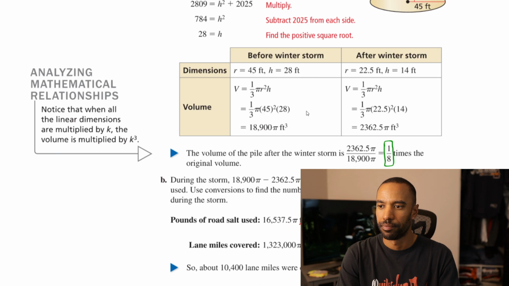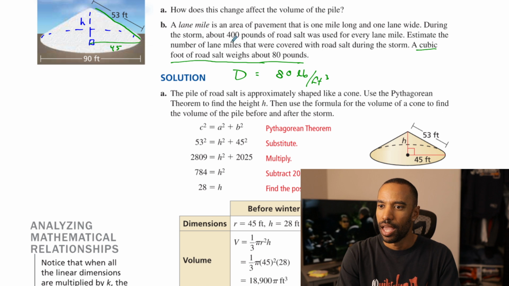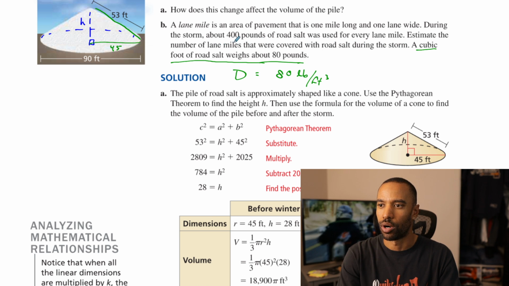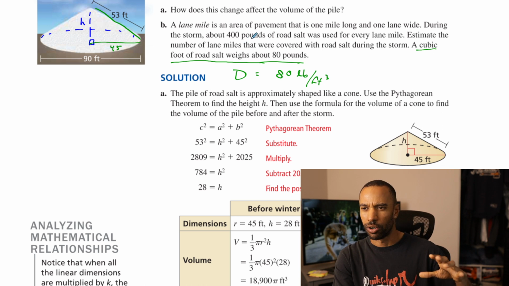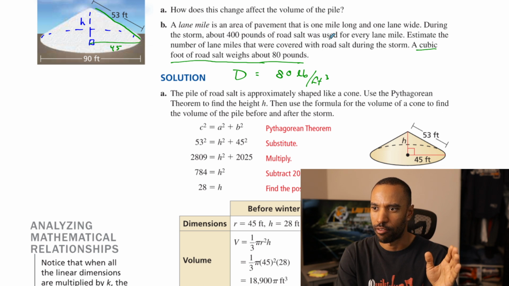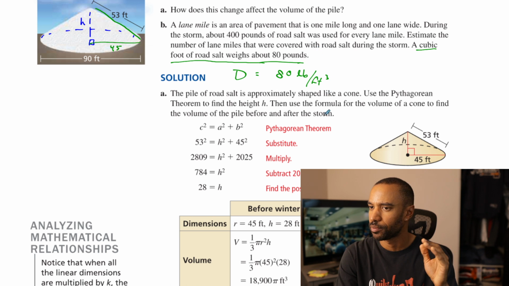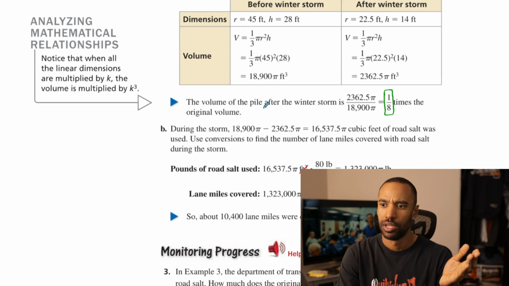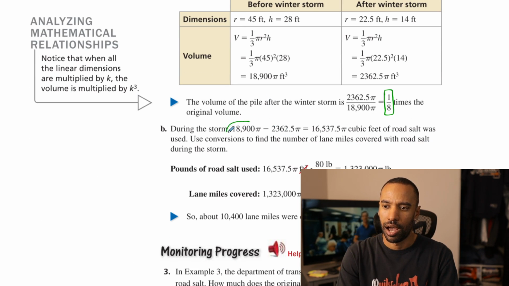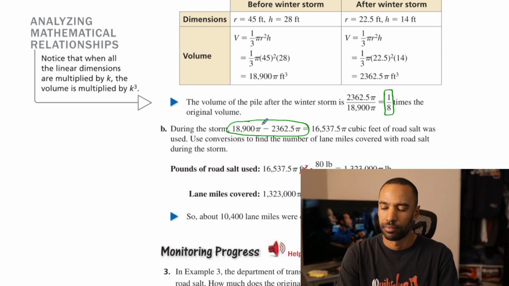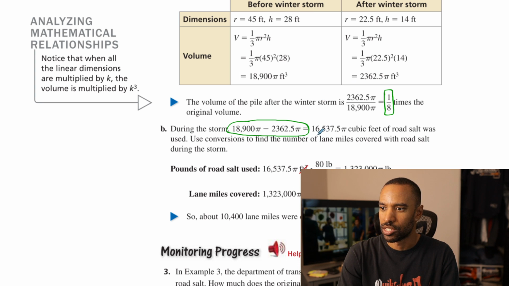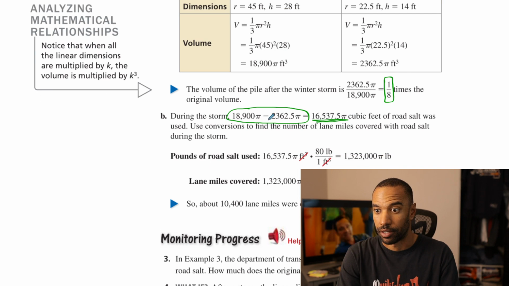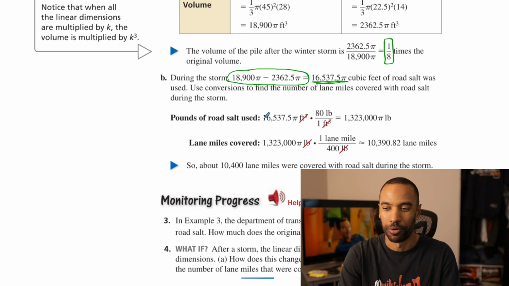During the storm, they said during the storm. Hold on. Estimate the number of lane miles that were covered during the storm. So anything that was remaining or lost in area of pavement, hold on. During the storm, about 400 pounds were used for every lane mile. So I guess what was lost, they take away from the original to the new. So this is how much was used for it, because they take that away. All right. Anyway, that's something I'll have to make sure that I'm really good at when we do a problem like that.